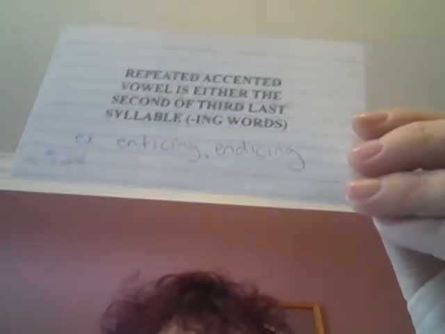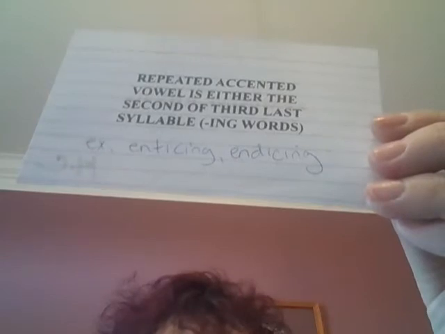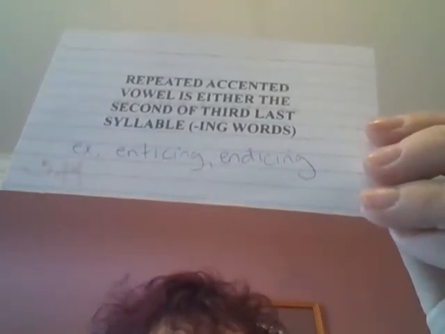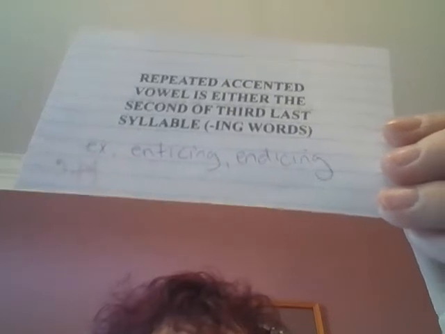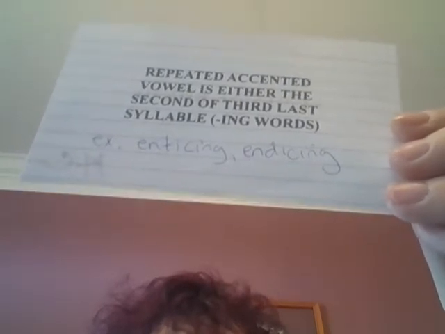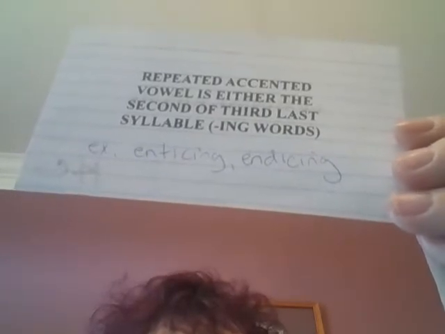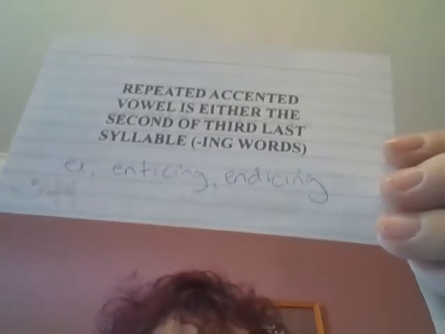This one's a pretty common one for multiple choice on the AP exam. There are 2 kinds of specific rhyme. One is feminine rhyme, and that is where the repeated accented vowel is either the second or, that's a typo, I'm sorry everybody, or third last syllable, and often it's an ing word. For example, enticing and inducing. Compare that to masculine rhyme.